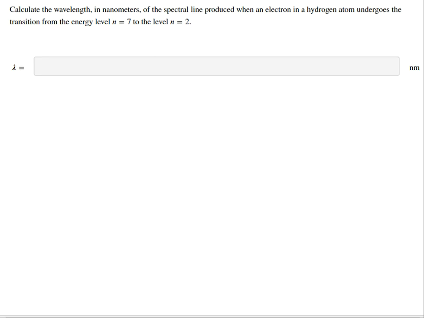So with this one, there are a couple of clues in that problem. One, it tells you to calculate the wavelength. It talks about a spectral line. It talks about the electron in a hydrogen atom. It also talks about a transition, going from n equals 7 to n equals 2. All of those are clues as to what's taking place, because we're trying to identify the wavelength of an electron in a hydrogen atom that's involved in a transition. That's a clue that we're going to be dealing with the Rydberg equation.